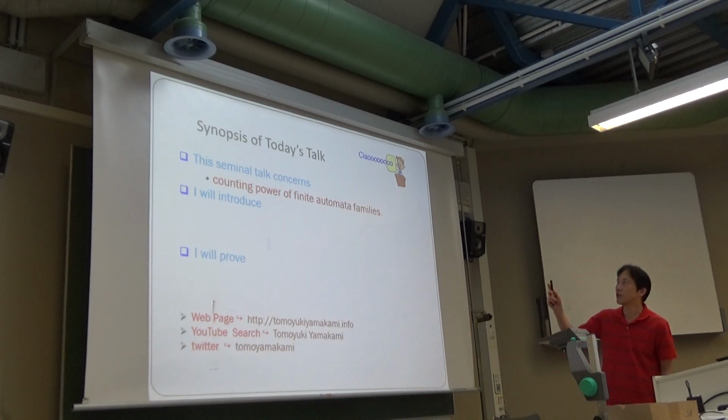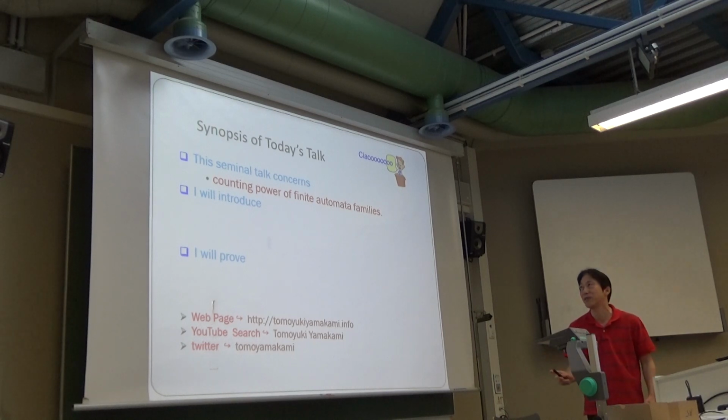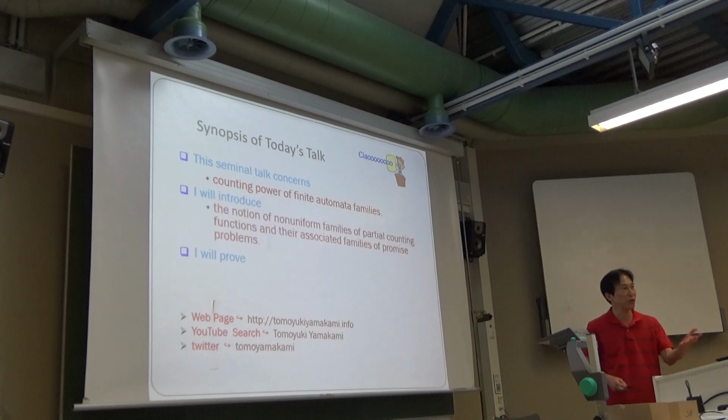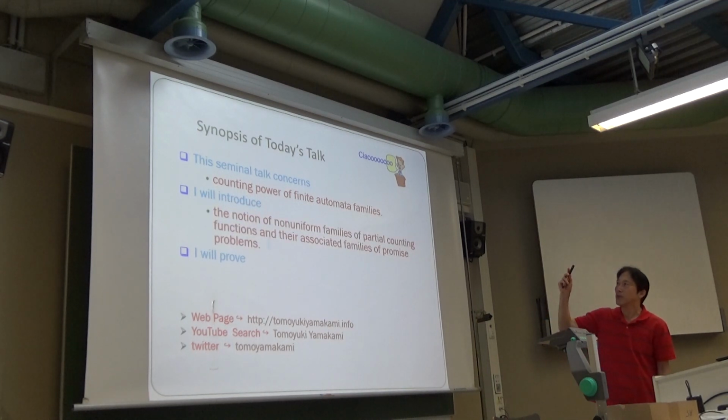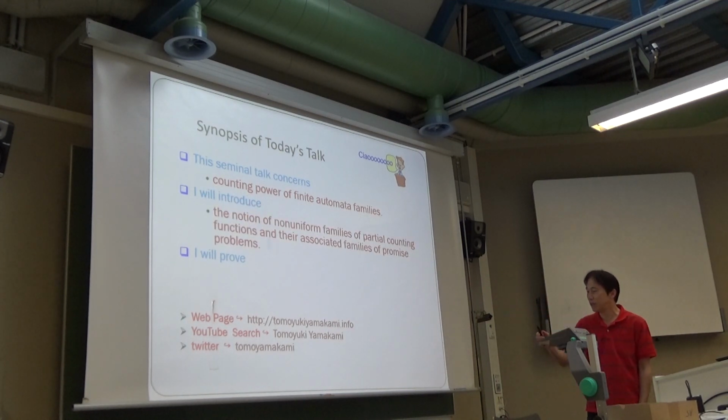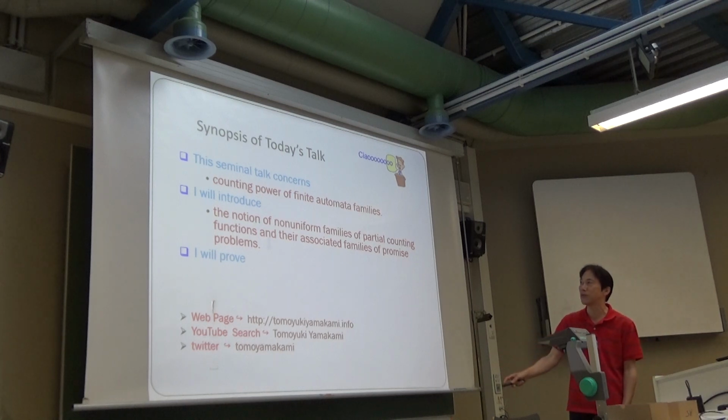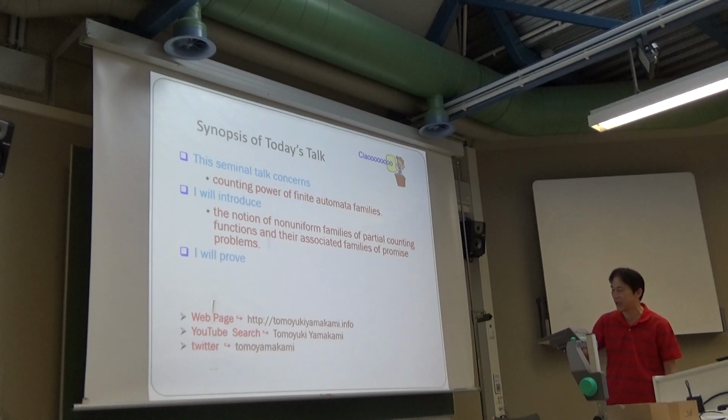Basically, this is about finite automata, but I'm using families of finite automata. That's a little bit different from the standard situation. And also, I'm using counting, which is a notion I'm going to introduce later on. The most important thing is, as I said, the family of automata. But now, I'm also introducing the partial counting functions and the partial gap functions. I'm going to define those things in a few minutes.